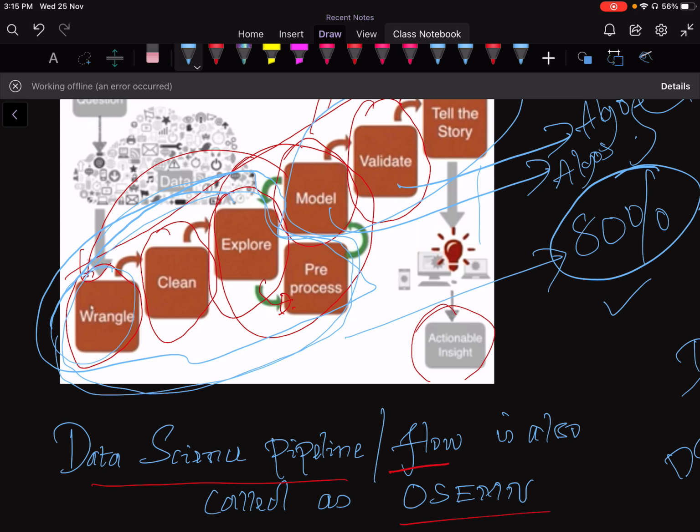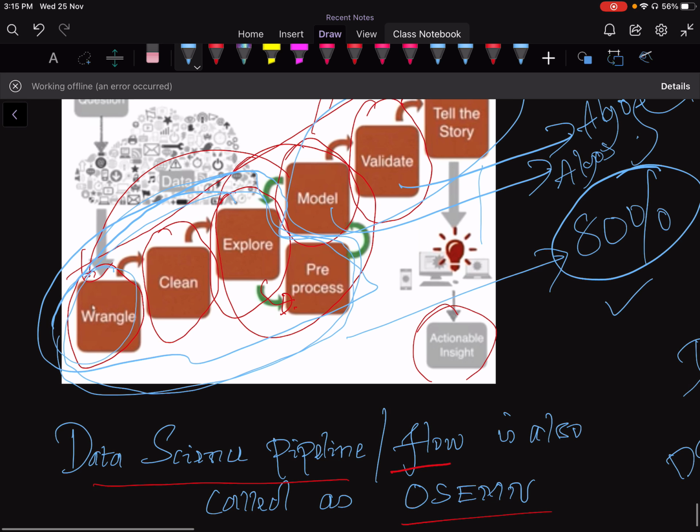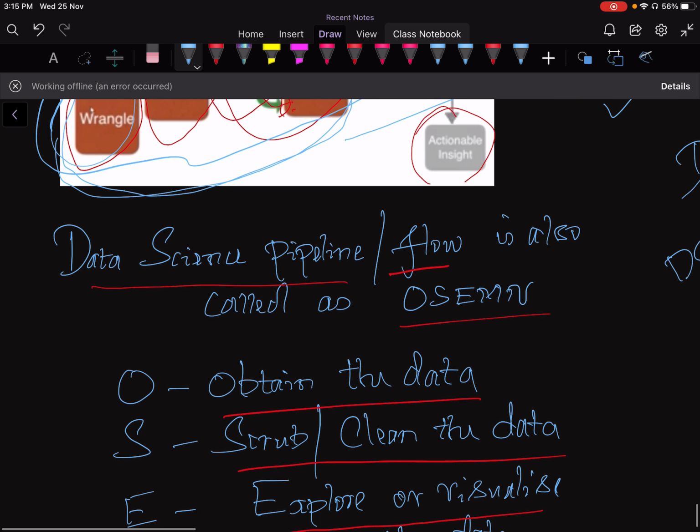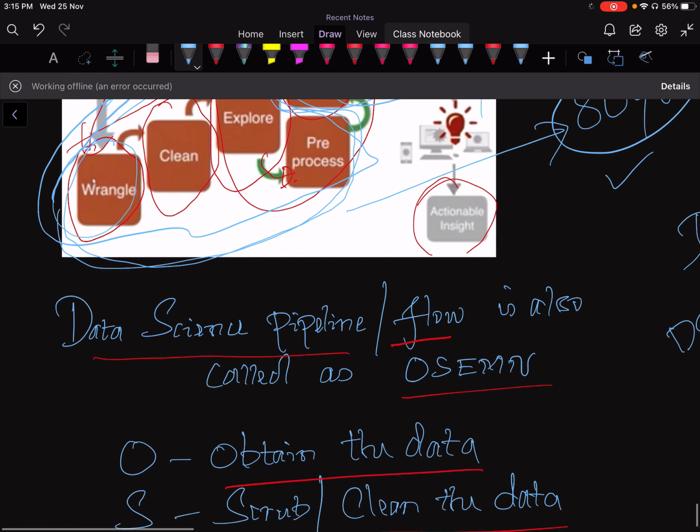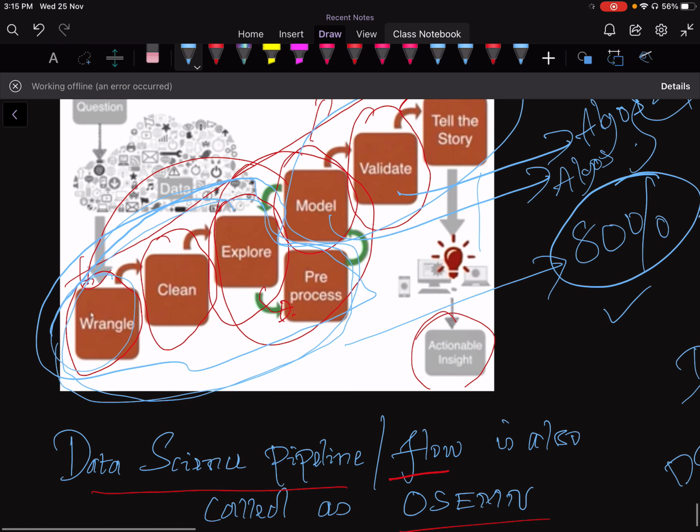So this is the thing that I wanted to tell you. Taking these two case studies, I wanted to give you a picture of the steps involved: data collection, data cleaning, data exploration, data pre-processing, modeling, validation, then making inferences, and then creating actionable points for decision making. Okay, so I hope you are able to understand this point.